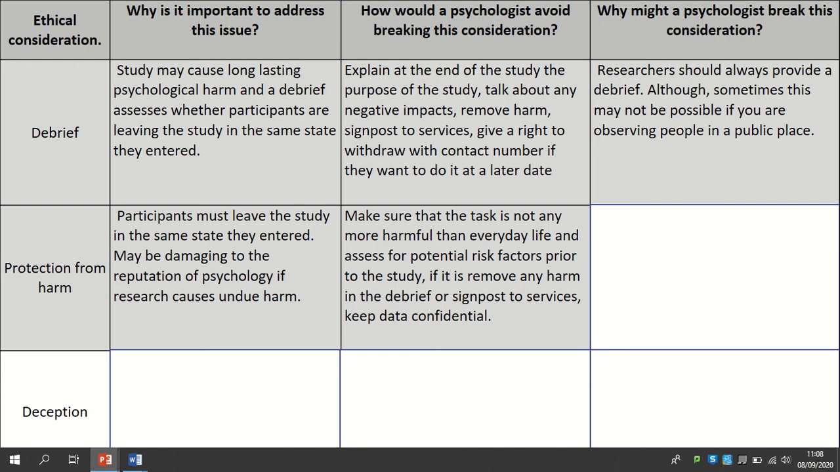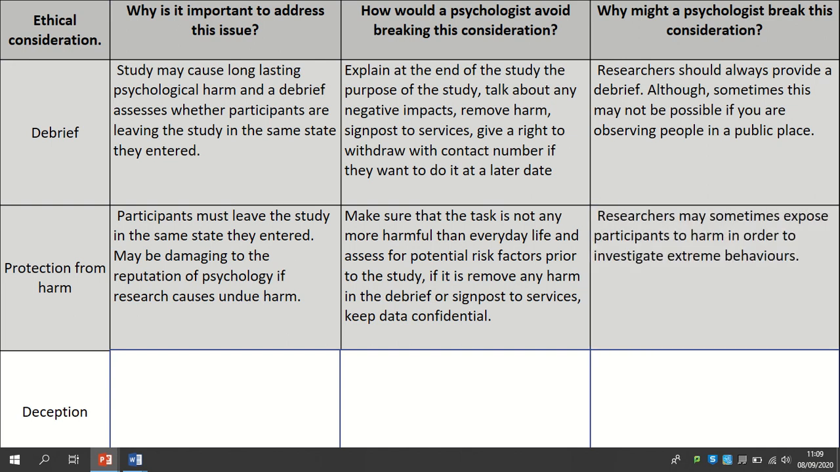You need to make sure as a researcher the task your participant is doing is similar to tasks that they would do in real life, or the harm that they may experience doing a certain task in your study is the same as the potential risks and harms that they may face in real life if they were doing the same task. You need to also make sure that you give some sort of contact details in the debrief to try and make sure there's no long-term harm. Why might you break this consideration? Sometimes you expose participants to things that would harm them in order to investigate extreme behaviours.